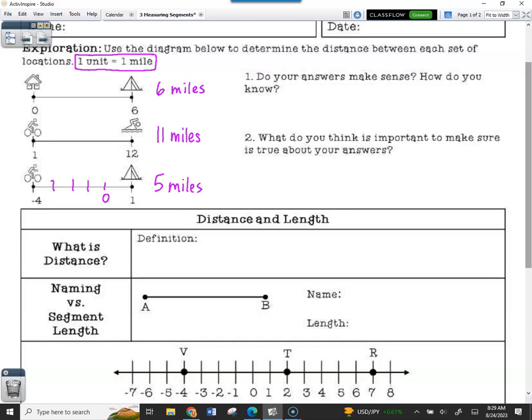Y'all can get this. I have faith in you. Just guess. If we're asking a distance question, how far? How far between? How far to? How far did they travel? What type of number is always the answer? Positive. If we're talking about distance, the answer is always some type of positive number, right?